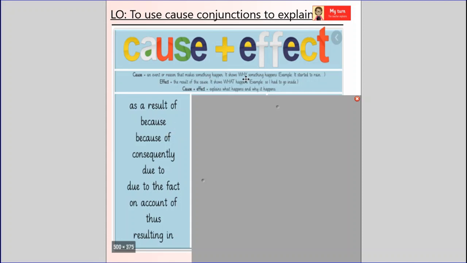So let's have a little read through these examples. So we've got as a result of, because of, consequently, that means the same as a result of, due to the fact, on account of, thus, that's a very fancy one, and resulting in. These all do the same thing. They all explain the reason for something else.